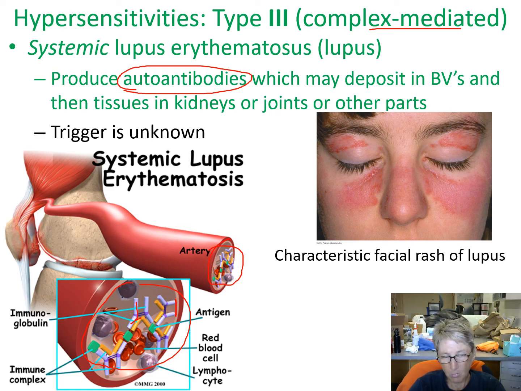So for example, here's an antibody. The Fc portion is stuck in the wall of the blood vessel, and then you have the ensuing systemic lupus erythematosus. The trigger for this is unknown at this point in time. And you can also get this characteristic facial rash with lupus.